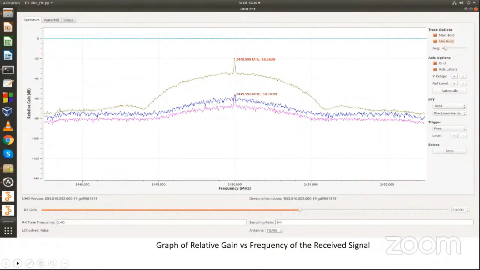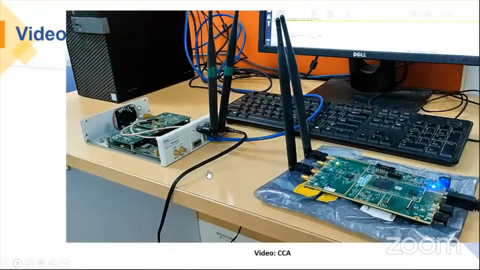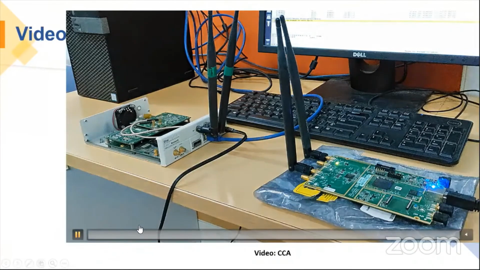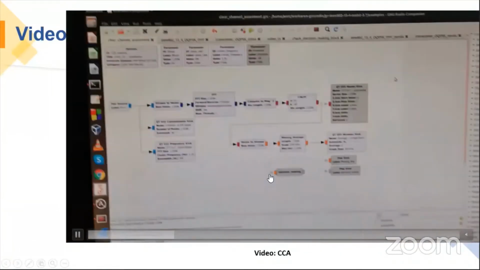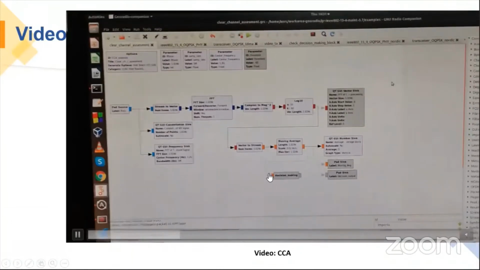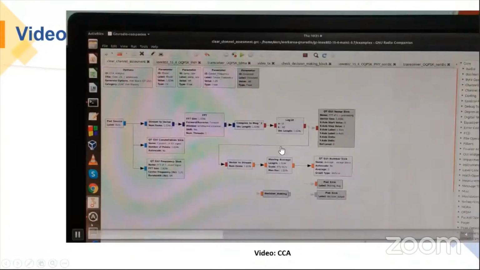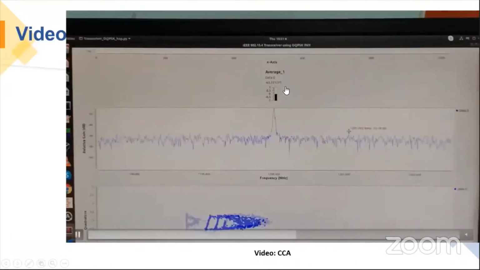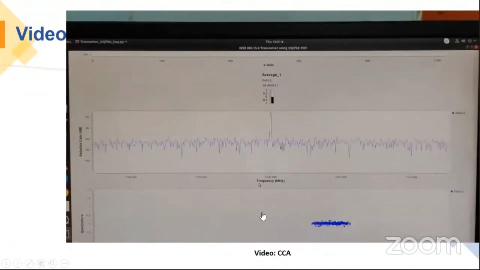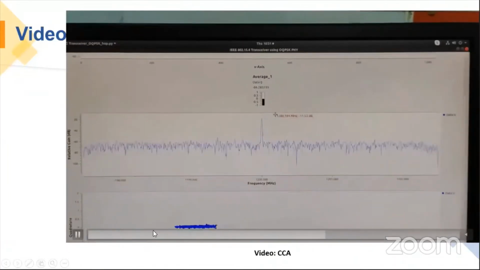Then we have a small video on this. This video basically shows the CCA assessment and the graphical representation of the TX side and RX side. This is the CCA higher block, and then we have the GUIs, which show the noise, and the noise is shown numerically here. And then we also have the constellation diagram shown below.